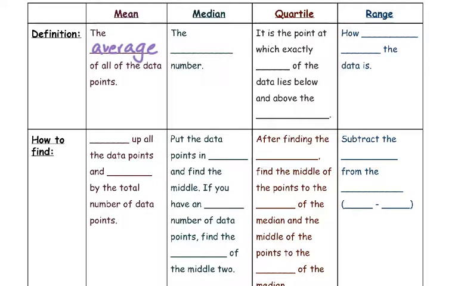And think about how you find an average of something, like your test scores. We add them all up and divide by the total that we had. So we're going to add up the data points and divide by the total number of data points.